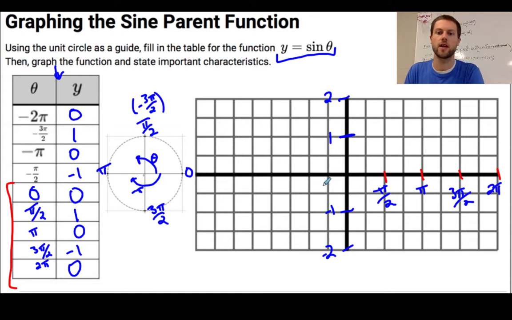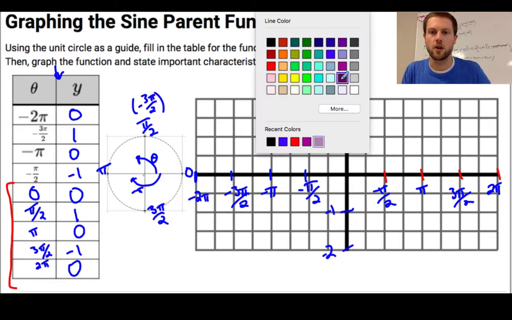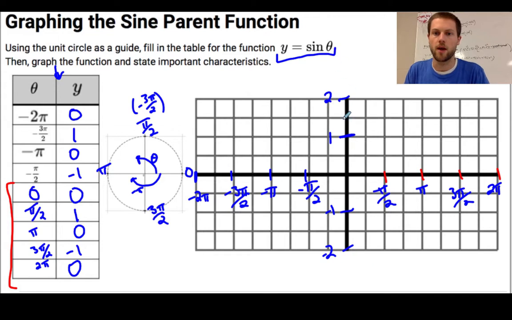Going to the left, that's going to make this one a negative pi over 2. Another 2 boxes is negative pi, another 2 boxes is negative 3 pi over 2, and finally it's negative 2 pi. And maybe what I should do is actually let's label what these axes are. So I'll go purple here for this. And my y-axis represents my y values, and my x-axis represents theta.